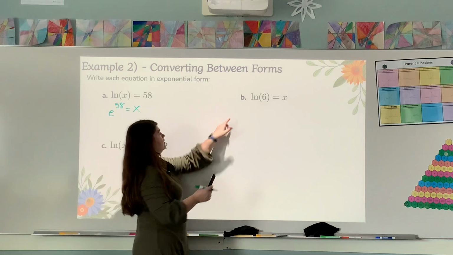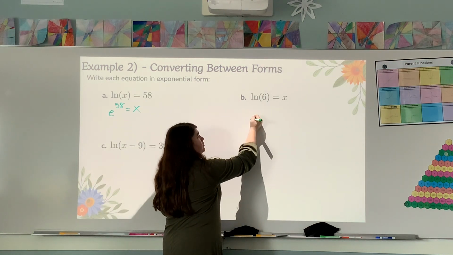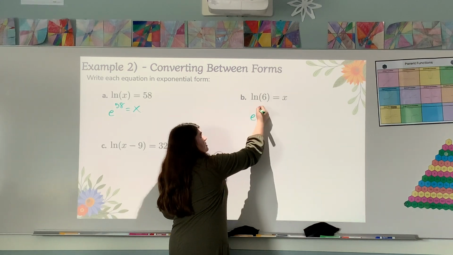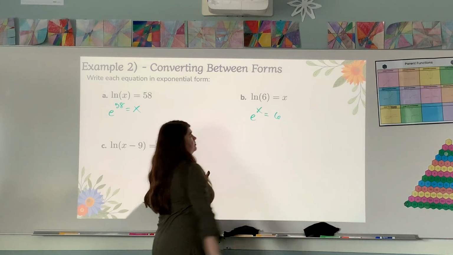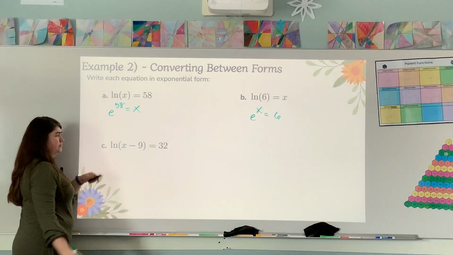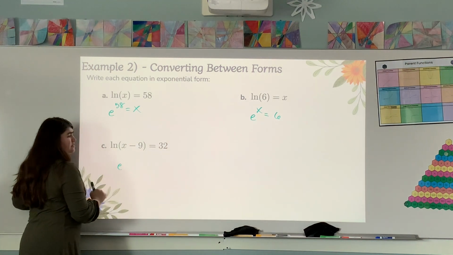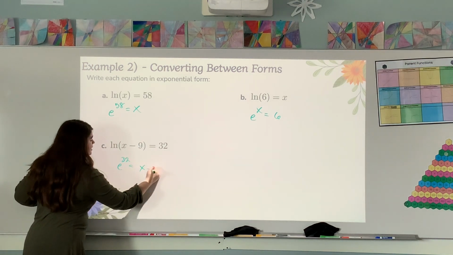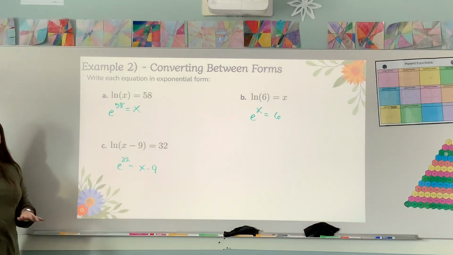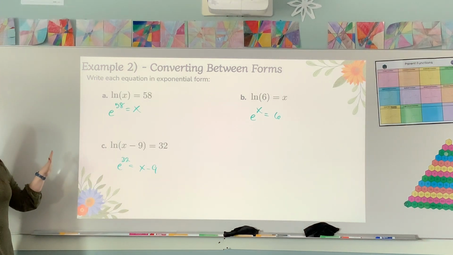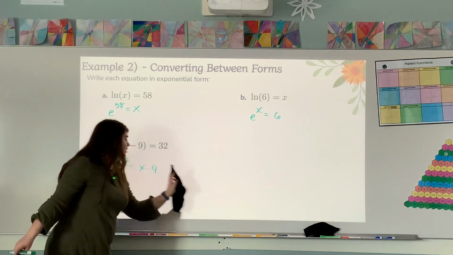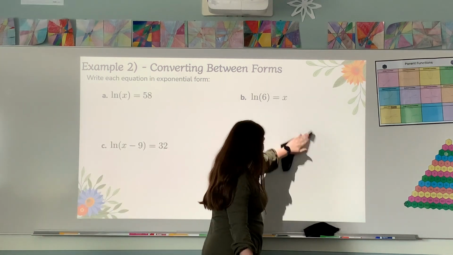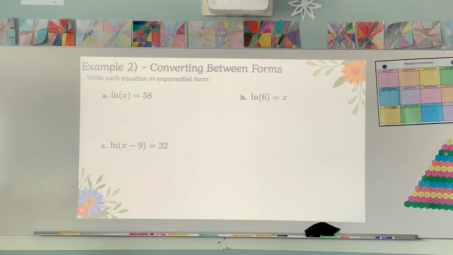So B would be base of what? E to the power of x is equal to 6. So then C, we have base E again to the power of 32 is equal to x minus 9. That's all we're doing on these ones. We're just leaving it like that. And that's the whole lesson. One more. There's a little more, but it's nothing we haven't done. It's just now we're doing it with natural log.